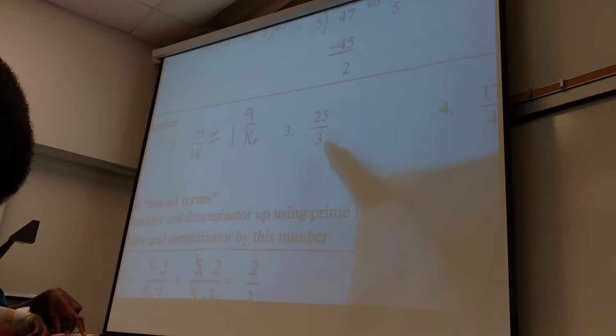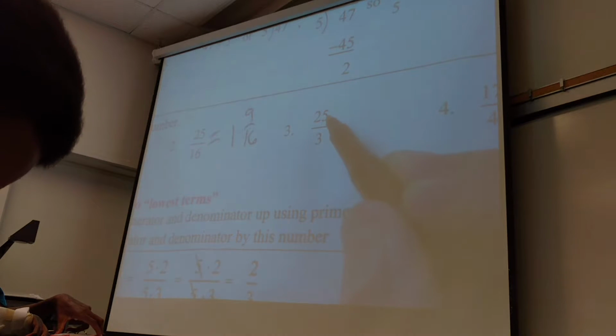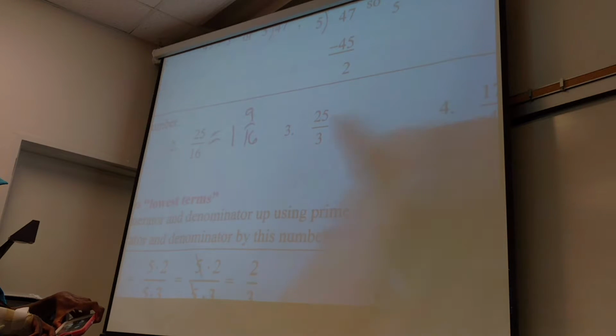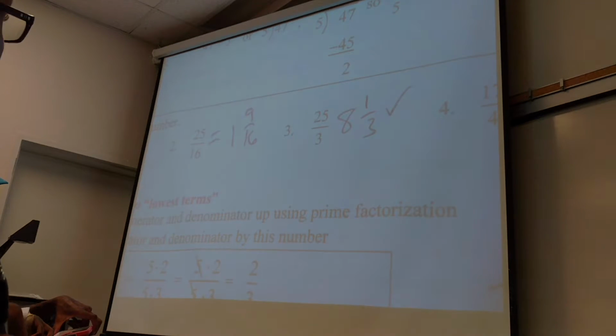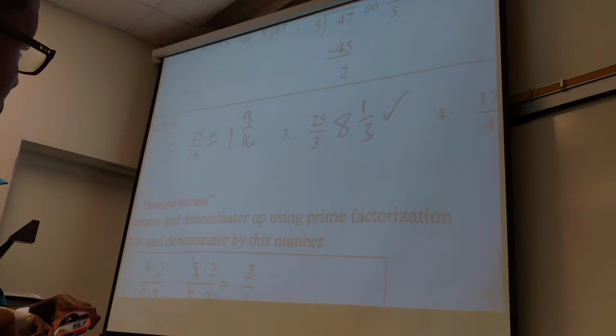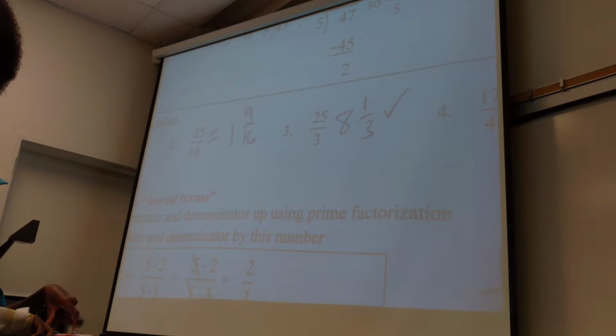So this guy, 3 almost goes into 25 directly. Yeah, there's 8 3s in 25 with 1 left over. And how do you check yourself? 3 times 8 is 24, plus 1. Check. Because going the other way is easy. So that's how you can do a real quick check and make sure it actually came out right.